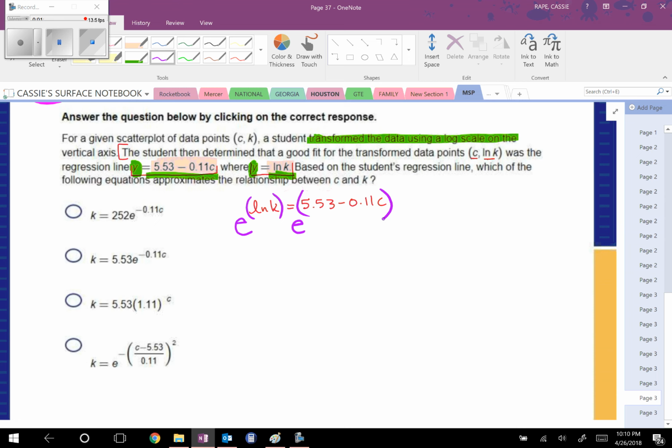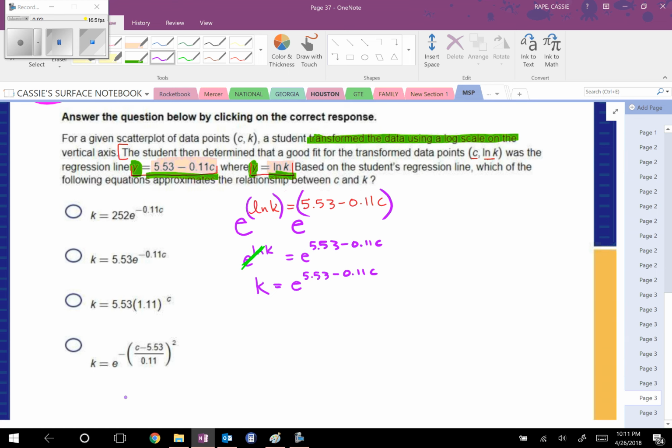But that's okay. So I've got e to the natural log k is equal to e to the 5.53 minus 0.11 c. Now, because e and natural log are inverses of one another, they basically cancel one another, and that just leaves on the left-hand side k equals e to the 5.53 minus 0.11 c. Now, I'm much closer to the answers here, so I know I'm on the right track, but none of those answers look like this answer.